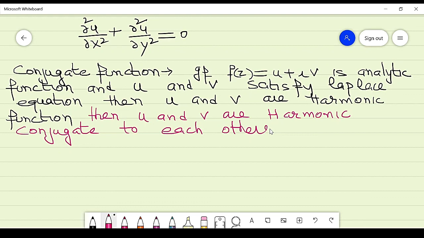Now we will prove the next result. If f(z) is an analytic function, then u and v are harmonic conjugate to each other. That is our next theorem, and we will prove it in the next lecture.